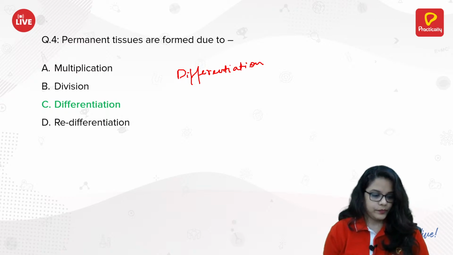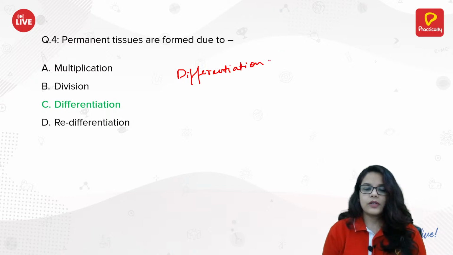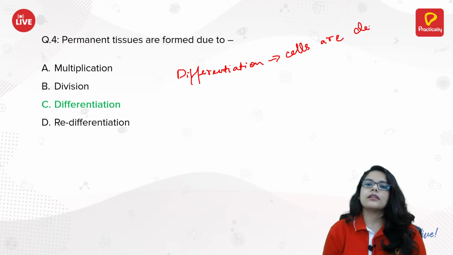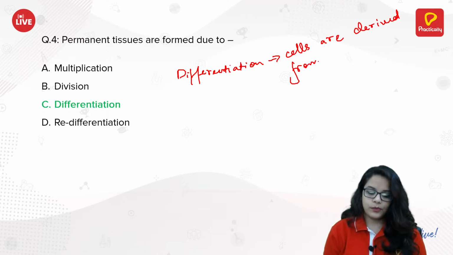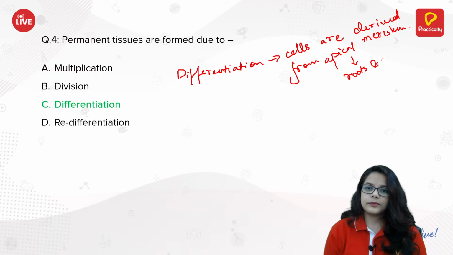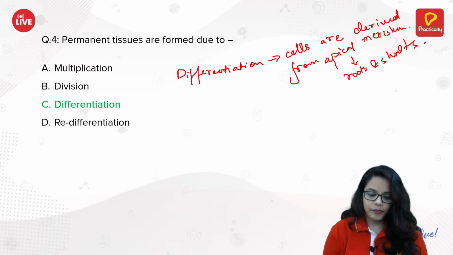Second, cells are derived from apical meristem. Now, apical meristem is there in what? In the roots and shoots. Okay, and it goes through a structural change.